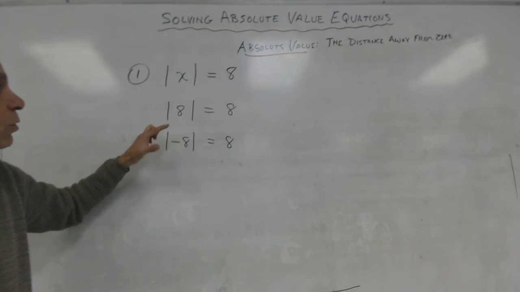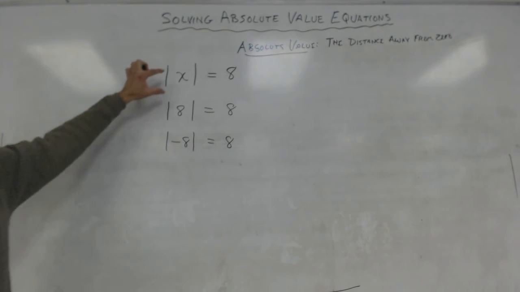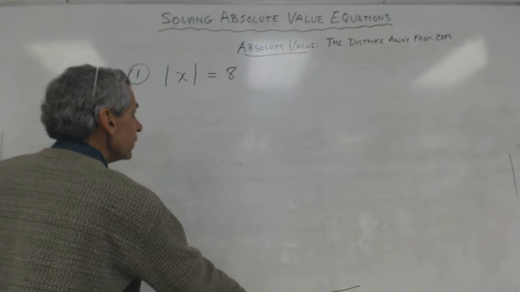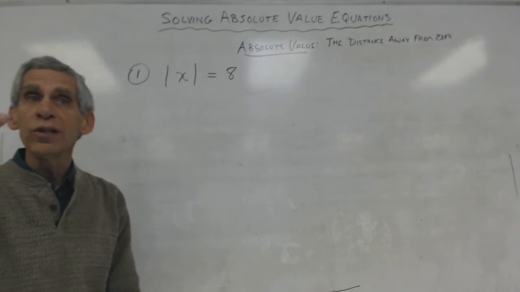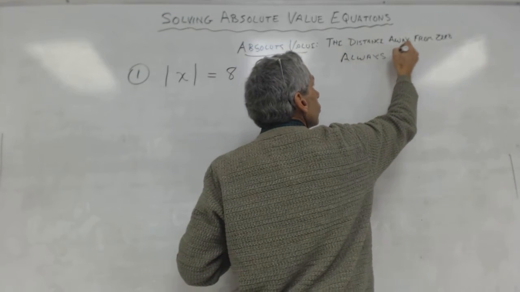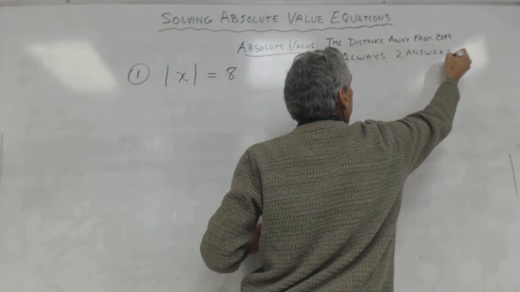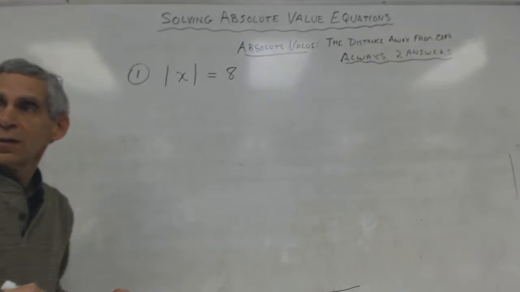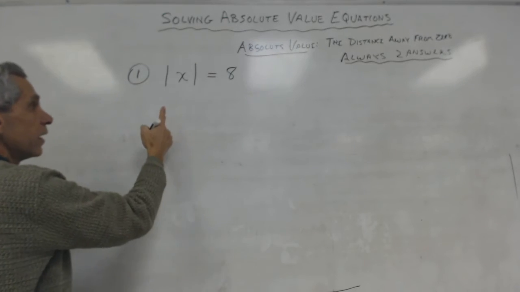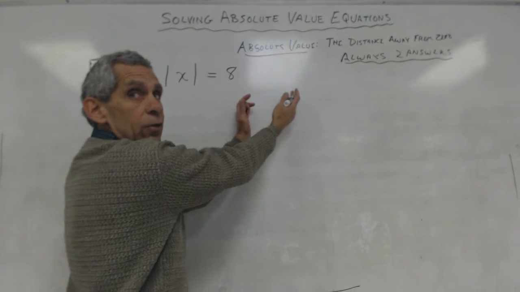Okay? So that's kind of what you do. So now that you understand that, we could set this up as an equation like this. We set it up as 2 equations. There's always 2 answers. Always 2 answers for absolute value equations. Okay? So if I were solving this, this is what I would do. I would create 2 equations. One here with the word or in between, and then another one here.